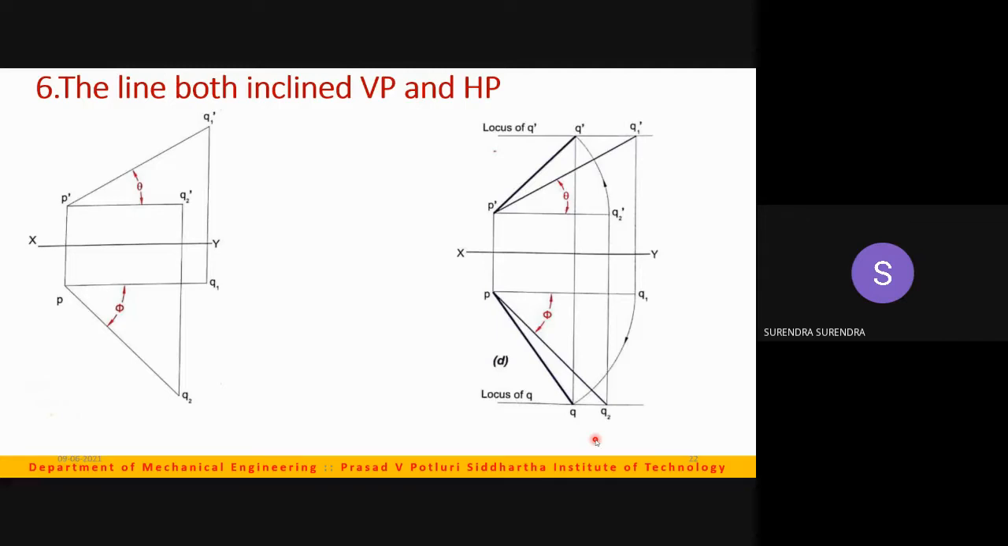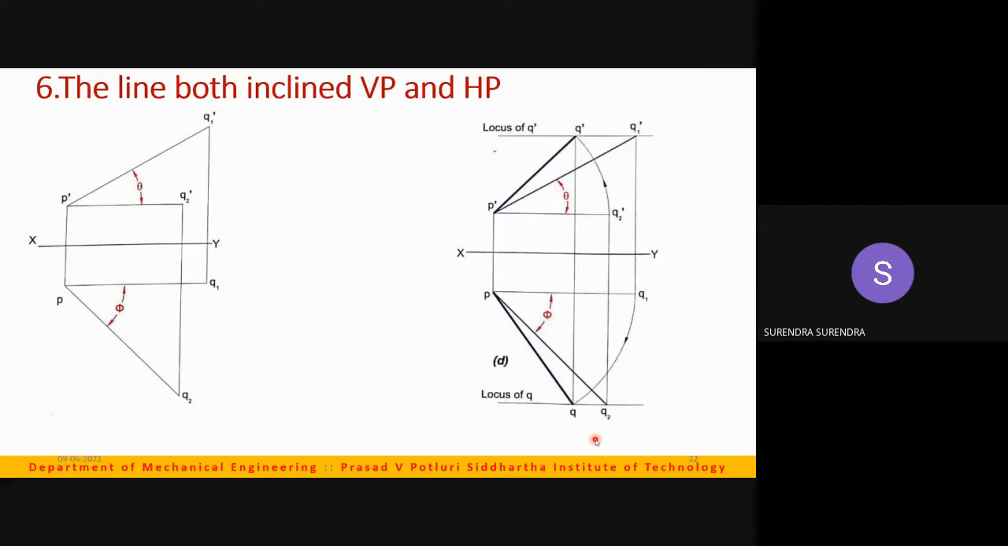These projections of lines inclined to both the planes are a little bit complicated compared to the projections of lines inclined to a single plane. If the direct problem is given, meaning the true length of the line and theta, phi values, that is the inclination with the horizontal plane and the inclination with the vertical plane, we can solve the problem by the method I have just explained.